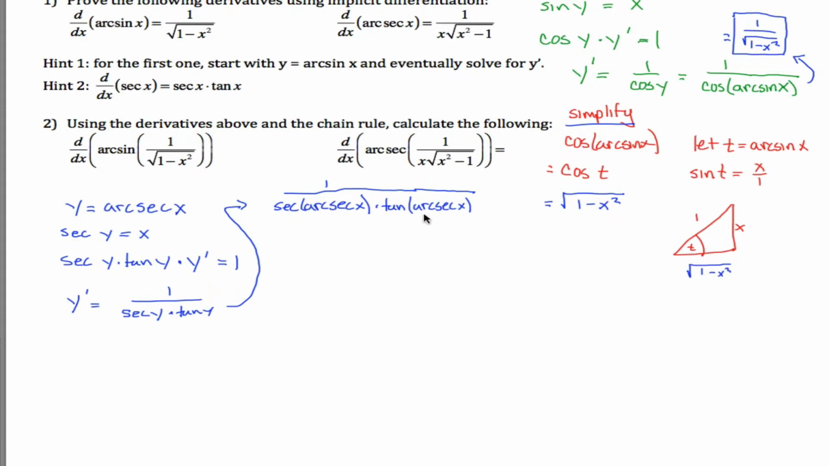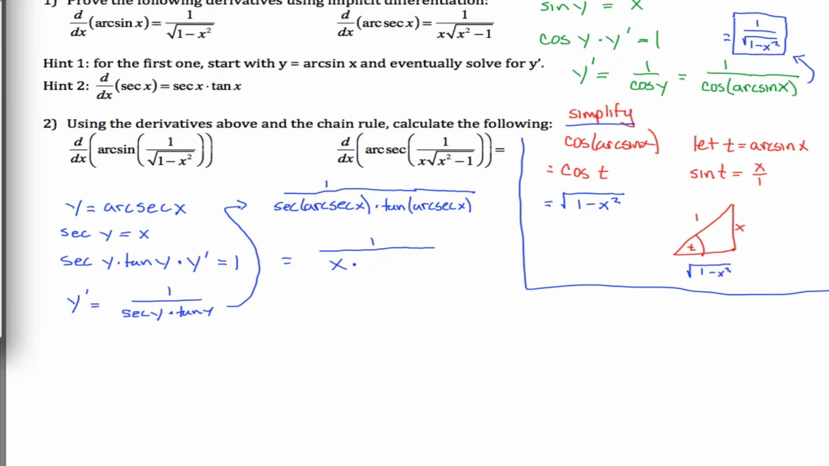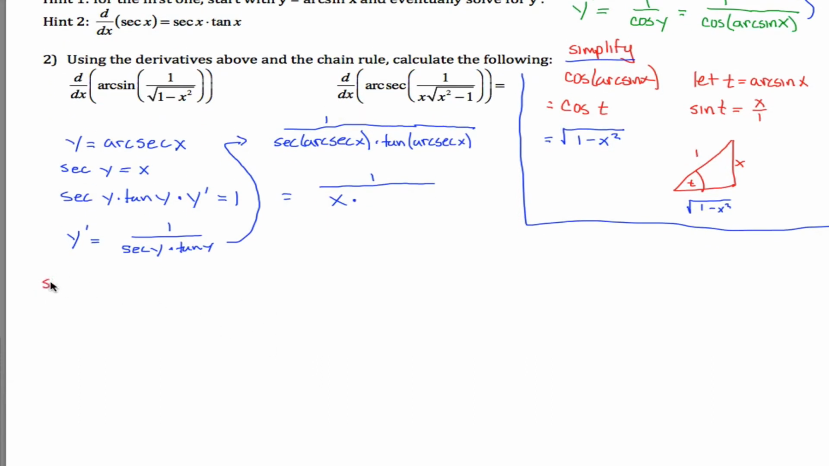I need to simplify two things now. Over here I only had to simplify one thing, namely the cosine of the arcsine of x. Over here I have two of them. Fortunately, one of them works out really nicely. The secant of the arcsecant of x: secant and arcsecant are inverse functions, so when you compose them together you just get x. So all I've got to figure out is what is the tangent of the arcsecant of x. Let's simplify it down here. I'll get that answer, I'll write it right here, and I'll be done with the problem.